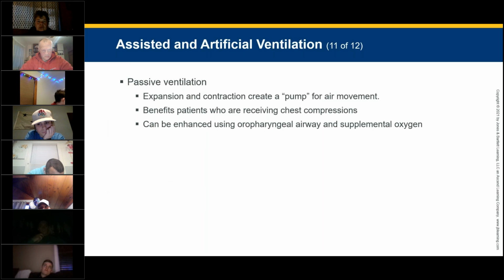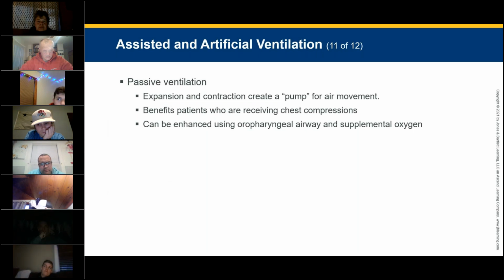Passive ventilation, also called passive oxygenation or apneic oxygenation. Air movement in and out of the chest cavity occurs passively as a result of compressing on the chest. When the chest is compressed, air is forced out of the thorax, and as the chest recoils following a compression, a negative pressure is created within the chest, which results in a vacuum, sucking the air into the chest cavity, similar to what occurs during active inhalation.